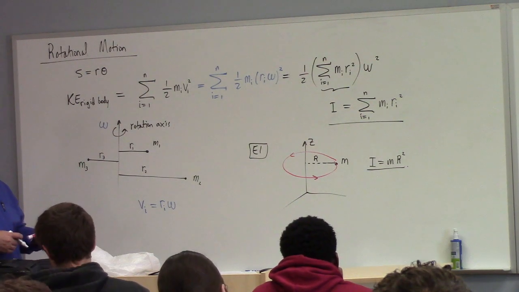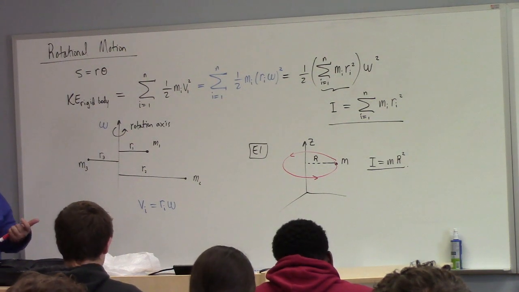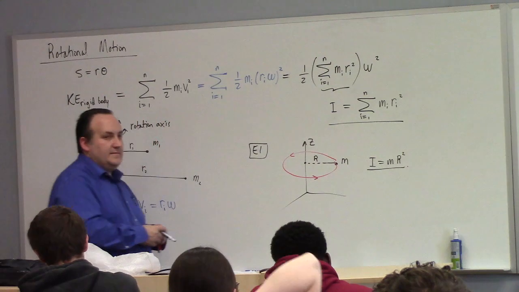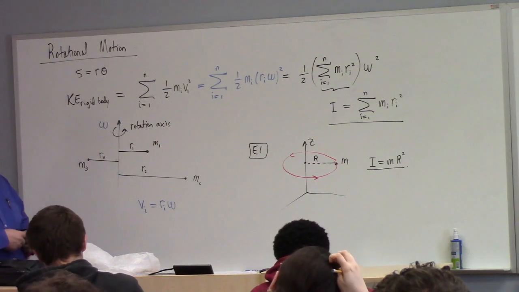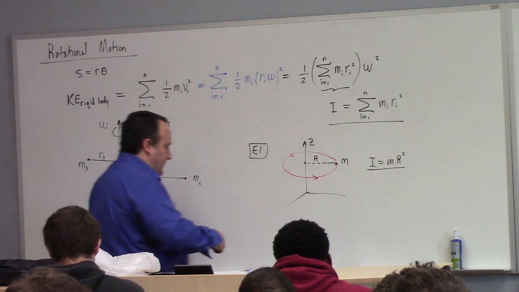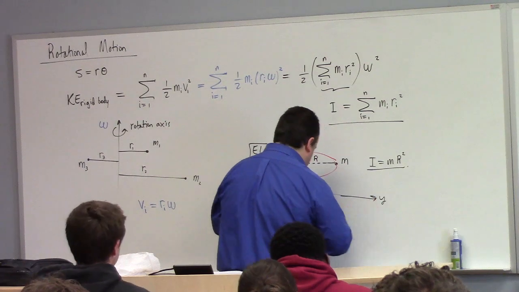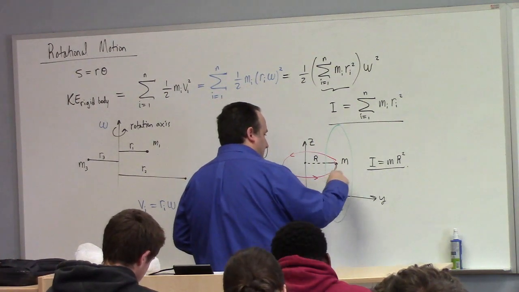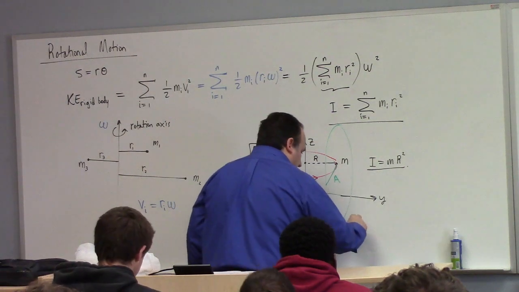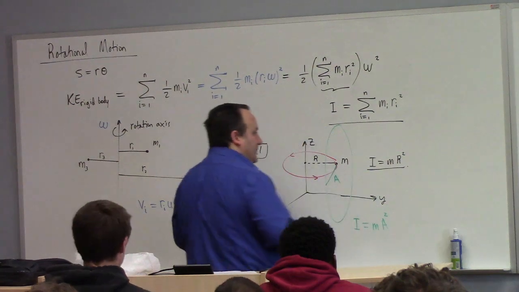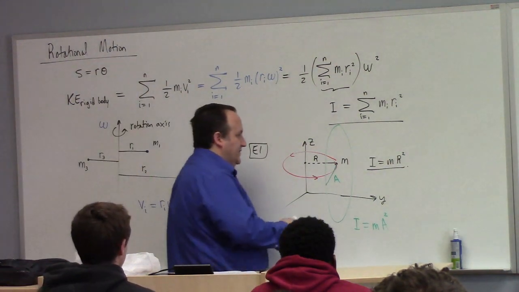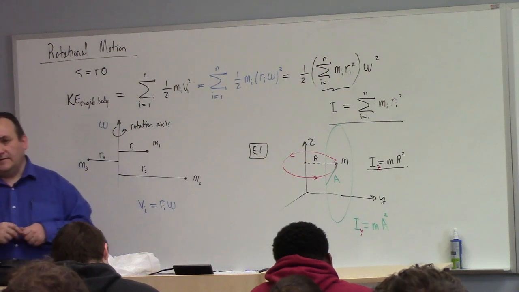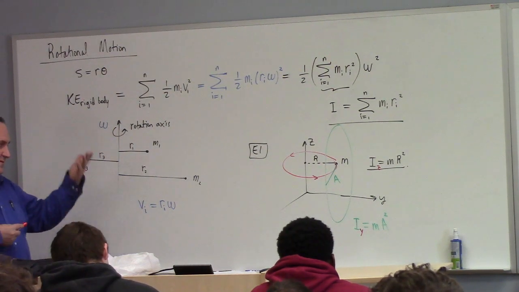To talk about moment of inertia, we need to have in mind an axis of rotation, and we need to know the distance from the axis at which the mass is rotating. If that same mass was rotating around the y-axis instead, then this radius might be a, and the moment of inertia here would be ma squared. So technically, this is the moment of inertia about the z-axis, whereas this is the moment of inertia about the y-axis.